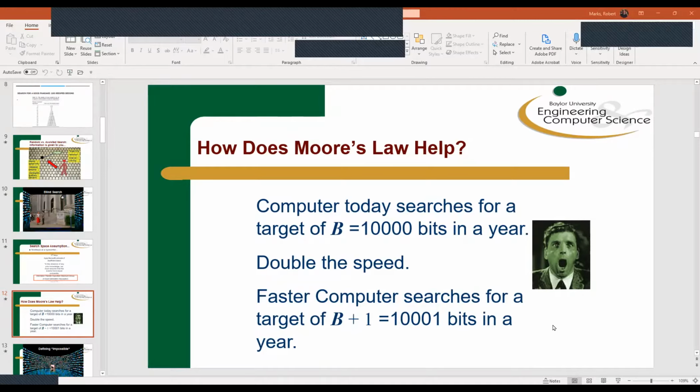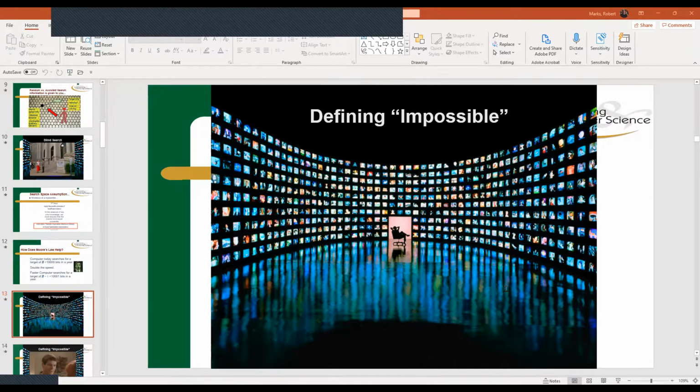Because here's what you have to do. You have to check the 10,000 bits. That'll take you half a year. And that's the 10,000 bits with the new bit set to 0. And then you have to search those 10,000 bits with the new bit set to 1. And so every time you double it, you only add a single bit in a year.